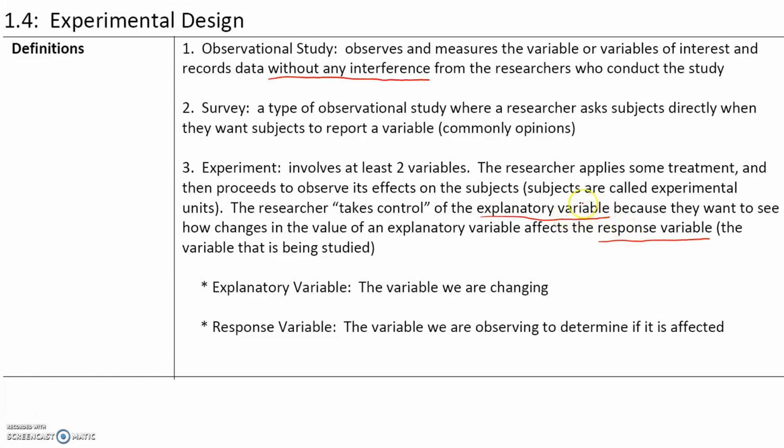Okay, these two terms are important. So let's look at them more closely. An explanatory variable is a variable that the researchers are changing. Once again, the researcher takes control of the explanatory variable. So they change this variable, they change something. And once that something is changed, what is the response? What is the effect of that? So the response variable is a variable that's being studied. The response variable is the variable we're going to observe to determine if it is affected.